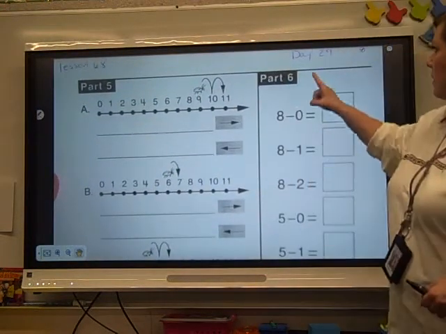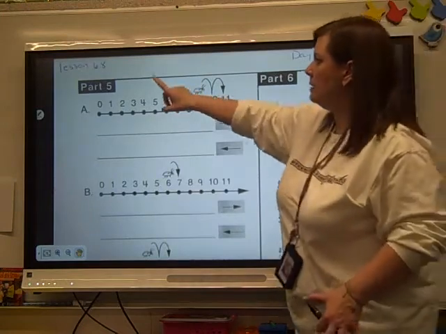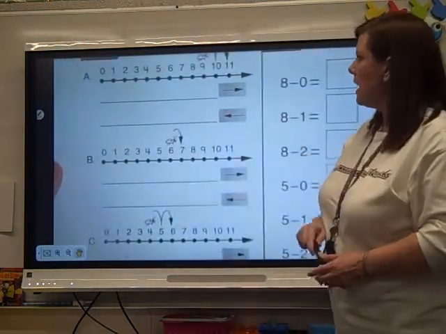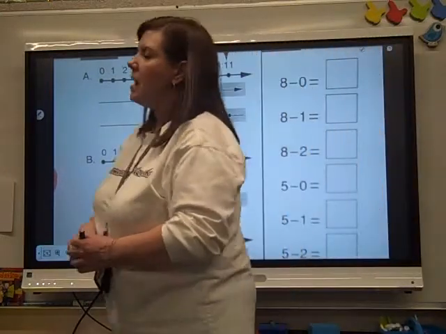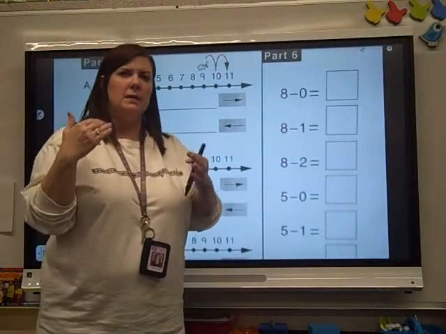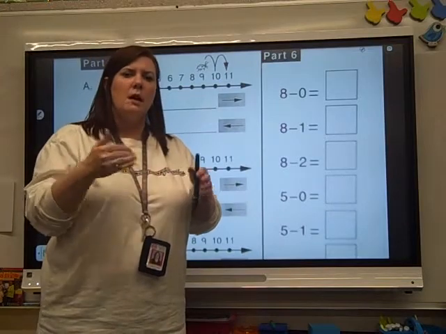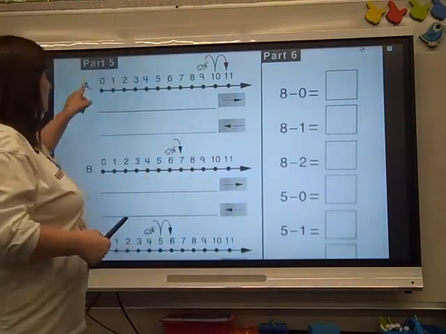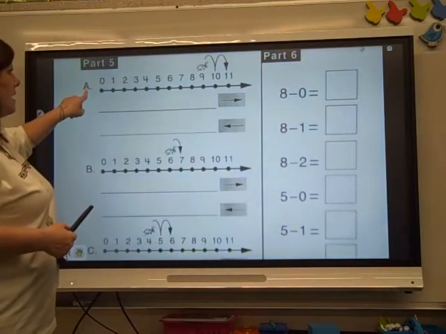Be day 29. Make sure you got day 29, lesson 68 for your math, all right? We're going to start off today with some bug problems. And remember how we were doing finding fact families, math problems from a fact family? That's what we're going to do today. So let's look at our bug for part 5A.